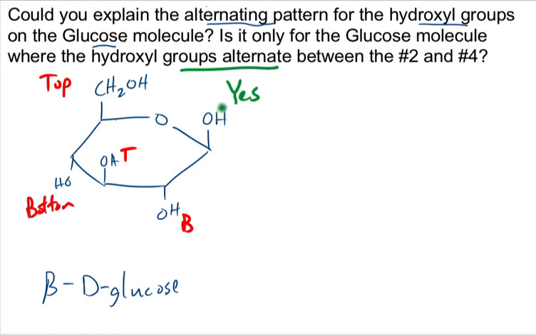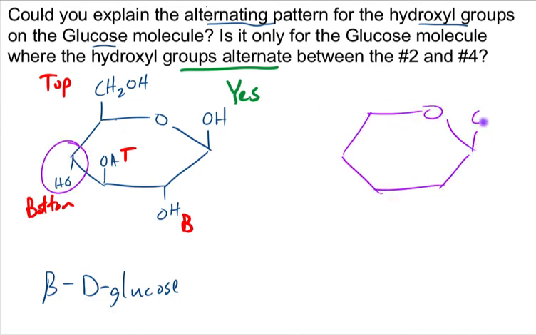It's only D-glucose that has this particular pattern where the hydroxy groups are alternating as you go around the ring structure. And notice I'm including this guy as well. If you change any of these orientations, you have some other sugar. For example, if I change this position, keeping everything else the same, I no longer have glucose.